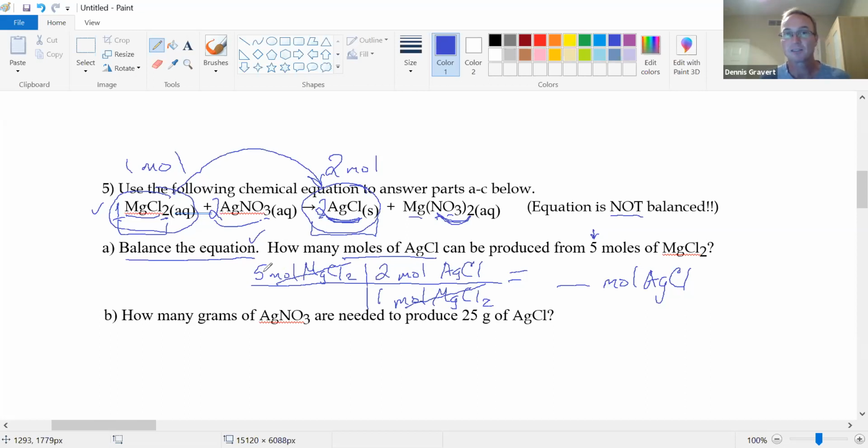And then just do the math. 5 times 2 is 10. 10 divided by 1 is still 10. That's the answer. Cool.